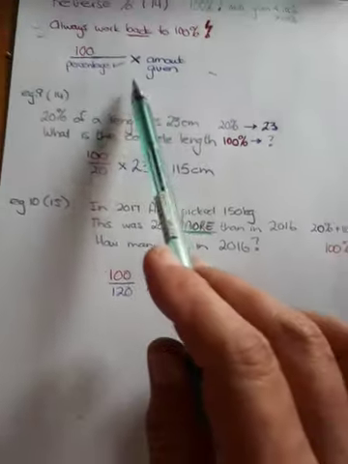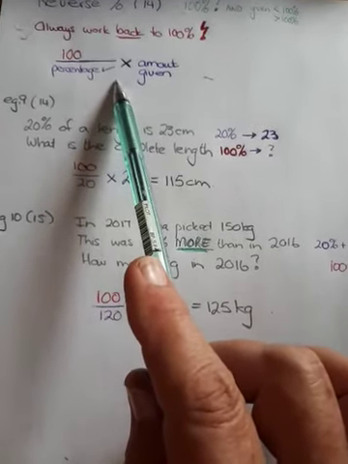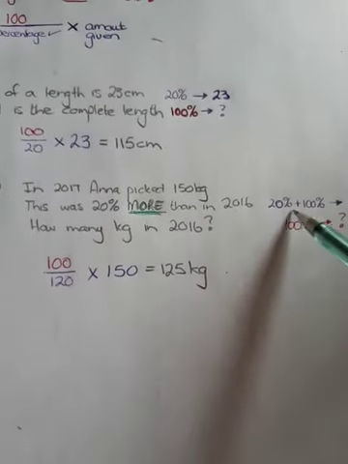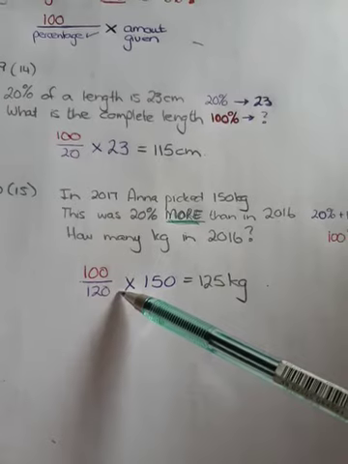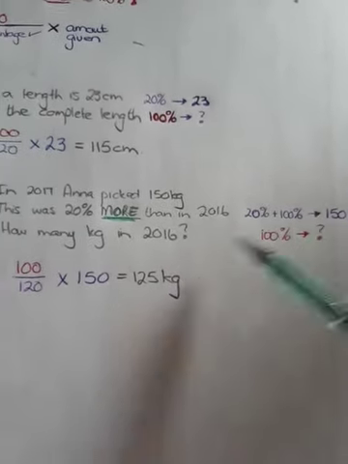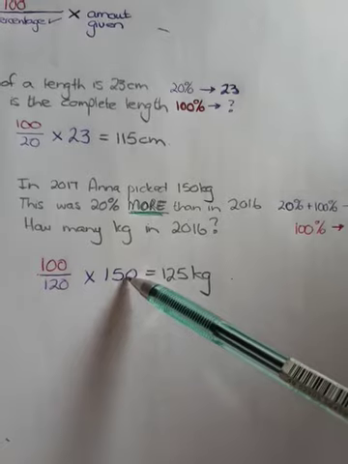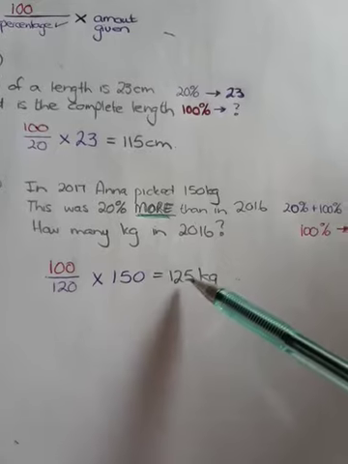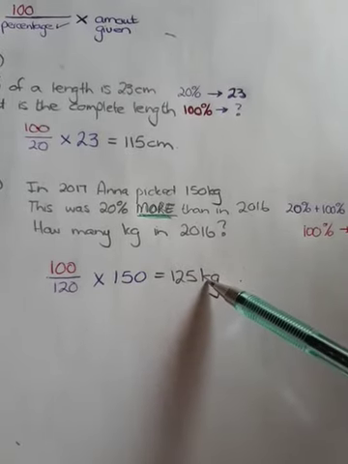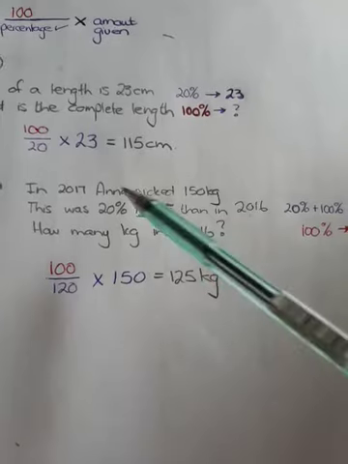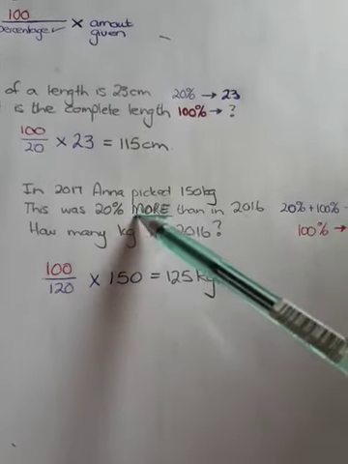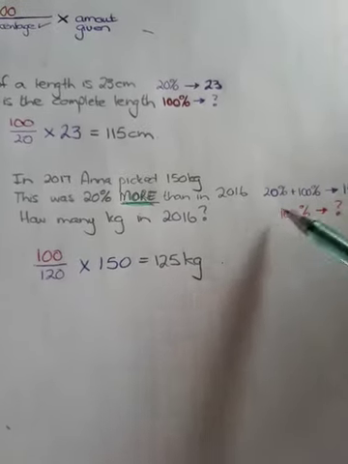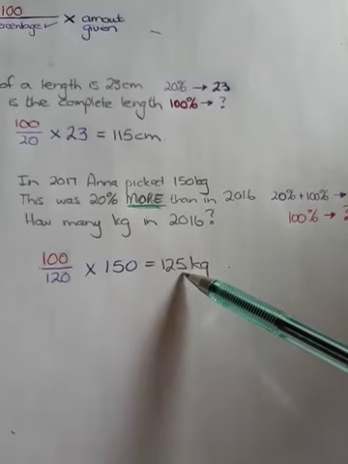So once again, go back to this original formula. You have 100 at the top. Your percentage now is 20 plus 100, so that is 120. And the amount you were given is 150. So it's 100 over 120 times 150. And when you calculate that, that is 125 kilogram. So remember, in 2017 she picked more. Therefore, your answer for 2016 will be less than 150 kilogram.